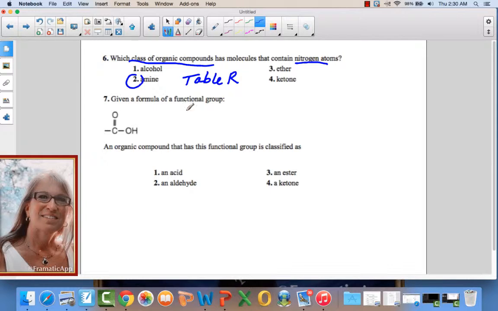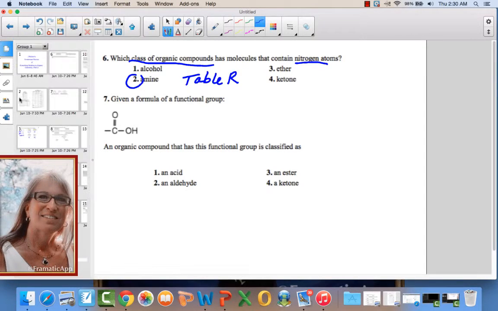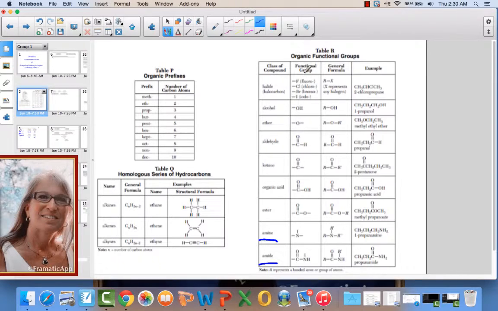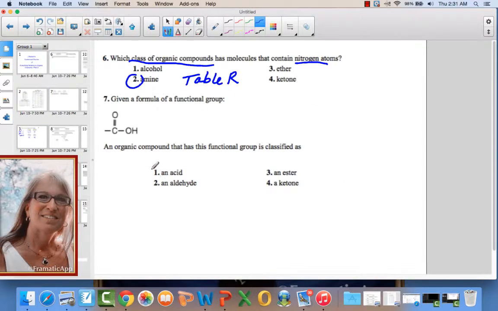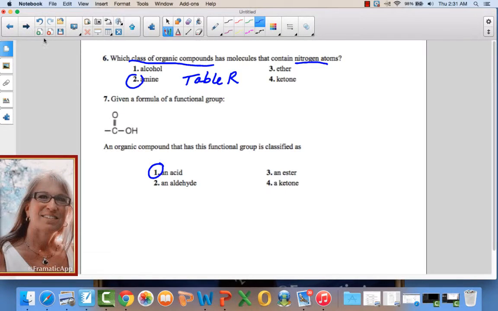Given a formula of functional group, they want to know what this is classified as. So you're looking for the COOH. Again, we're going to table R. And I'm looking down my functional groups. That's COOH. Nope. COOH. There it is. It's an organic acid. So I go back to my question. And it's an acid. Next question.